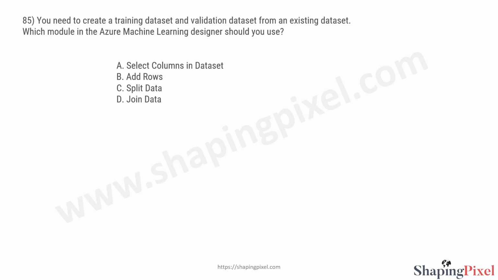Question number 85. You need to create a training dataset and validation dataset from an existing dataset. Which module in the Azure Machine Learning Designer should you use? And we have the following four options: select columns in dataset, add rows, split data, join data. So the right answer here is option C, split data.